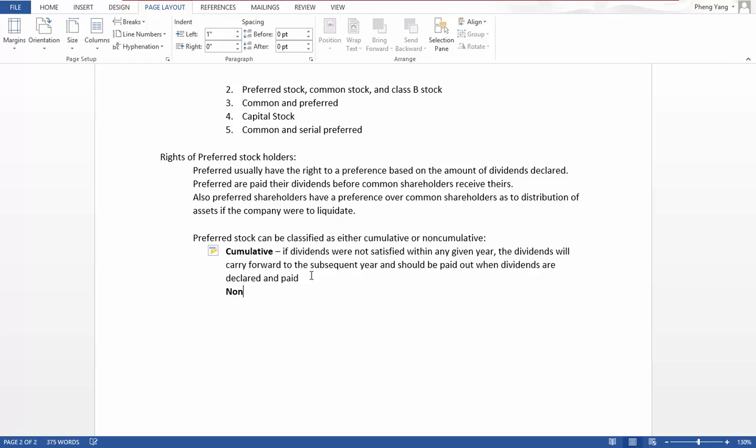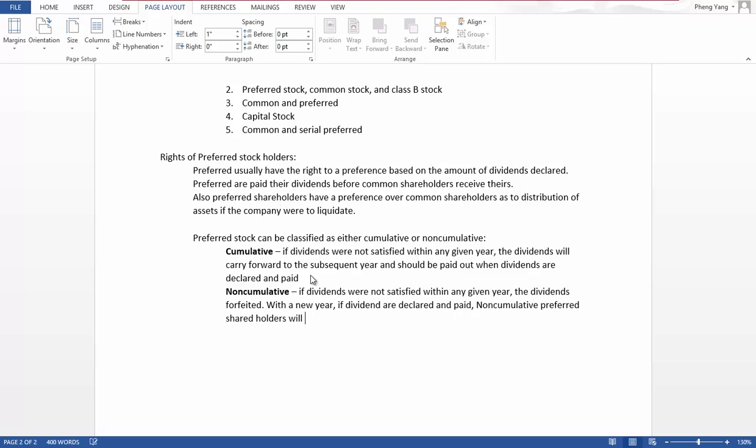And for non-cumulative, if dividends were not satisfied within any given year, the dividends are, in a sense, let's say, forfeited. So with the new year, if dividends are declared and paid, non-cumulative preferred shareholders will get their share for that year only and none from previous years.